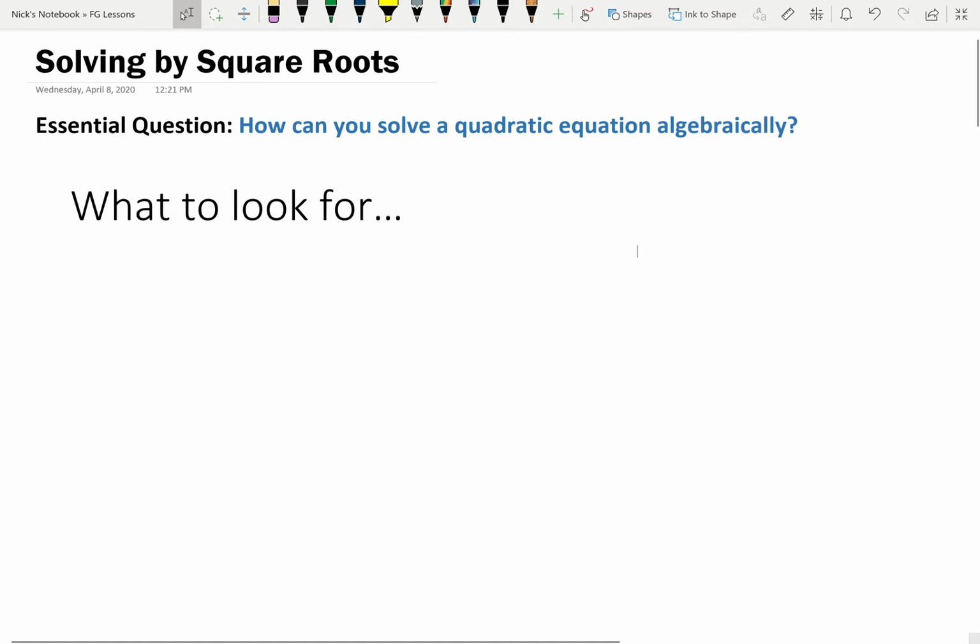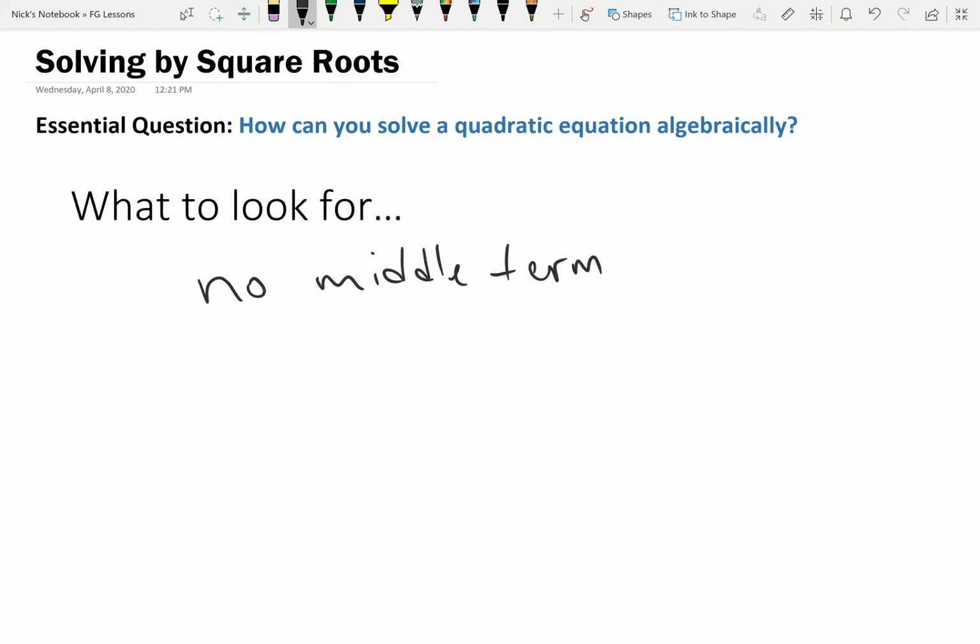Alright, here's a few things that we're going to look for. When we do this, we're going to look for no middle term. That's going to be the first set of examples we're going to look at. When I say no middle term, in a typical standard form, we have this. However, we're looking for something that doesn't have that. So our simple quadratic form is going to look just like this, where we have ax squared plus c equals 0. There's no middle term. And let's just see a few examples of what that's going to look like.